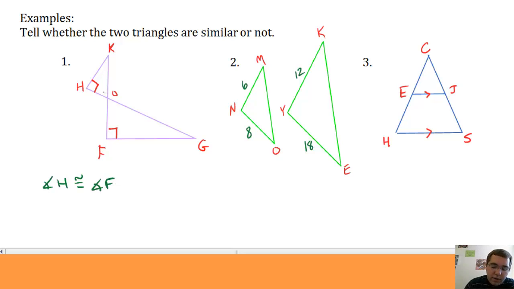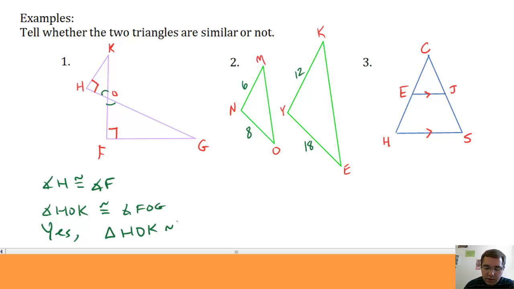Well, don't forget about this pair of vertical angles right there. So, angle HOK is congruent to angle FOG. So they actually have two pairs of congruent angles. That means, yes, triangle HOK is similar to, and let me make sure I label them in the right order, triangle FOG. HOK, FOG. Because I have two pairs of angles congruent.